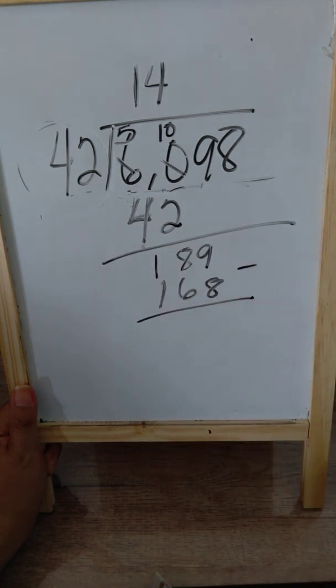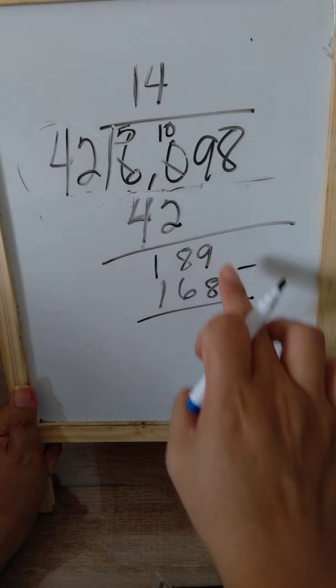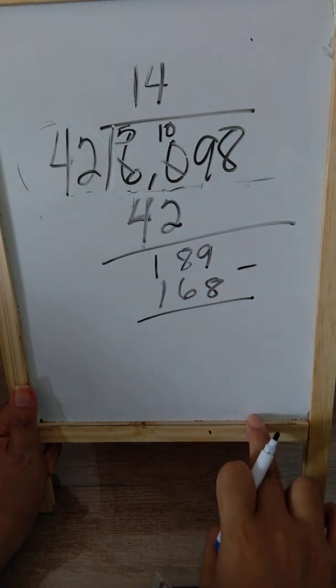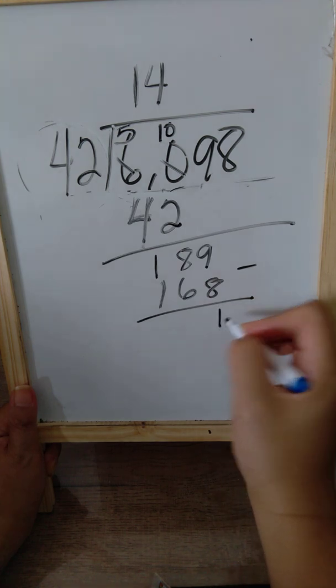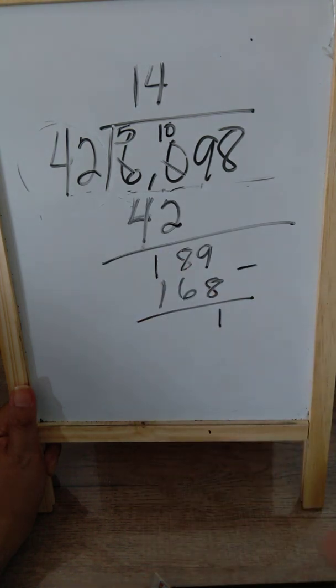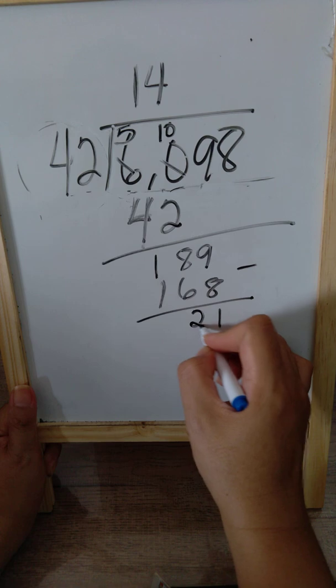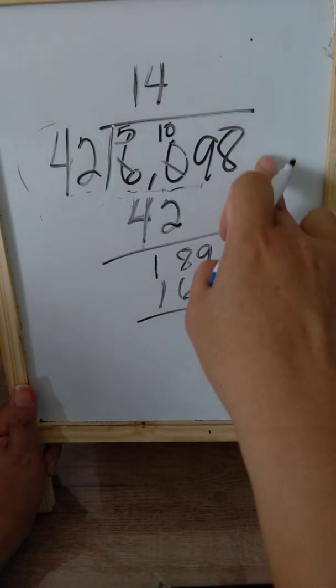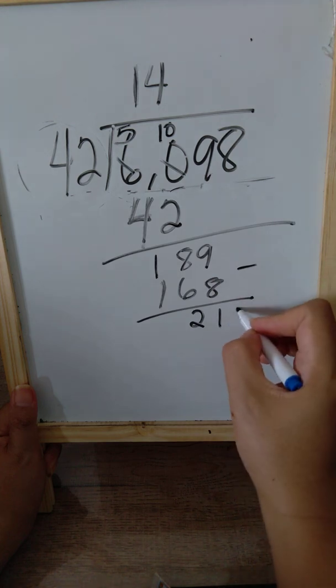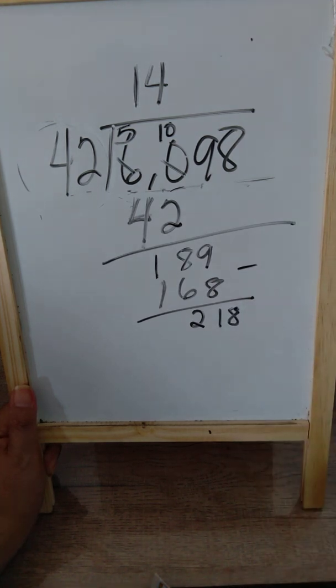Now let's subtract 189 minus 168. 9 minus 8 is equal to 1, and then 8 minus 6 is equal to 2. So 21 divided by 42 cannot. Now let's bring down 8. So 218.